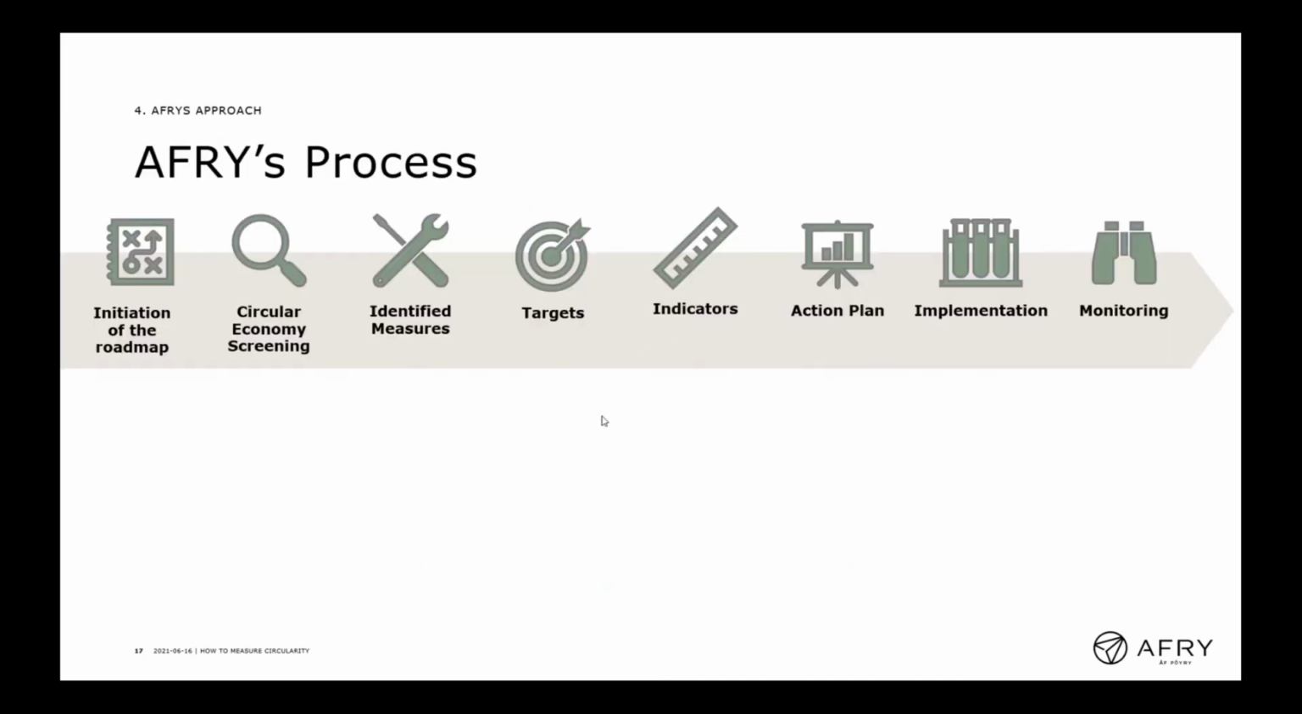So these would be the targets, and then for each of the measures we have to sit down and define indicators. How much percent do you want to collect separately? How much percent of the material of the input flows should be recycled or from renewable flows? So it needs to be measurable, and that's our indicators.